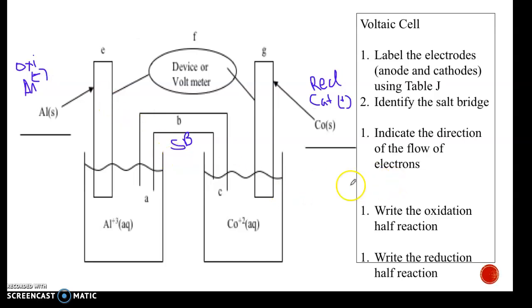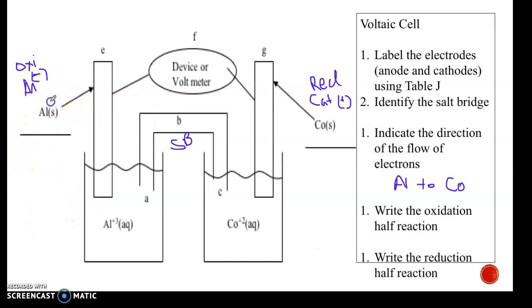Alright, now that I have that, where's the flow of electrons going to go? Well, aluminum is going through oxidation, so it's going to lose electrons. Cobalt is going through reduction, so it's going to gain electrons. So my flow of electrons is going to be from Al to Co. Alright, brilliant. Now the last thing we're going to do is write our half reactions.